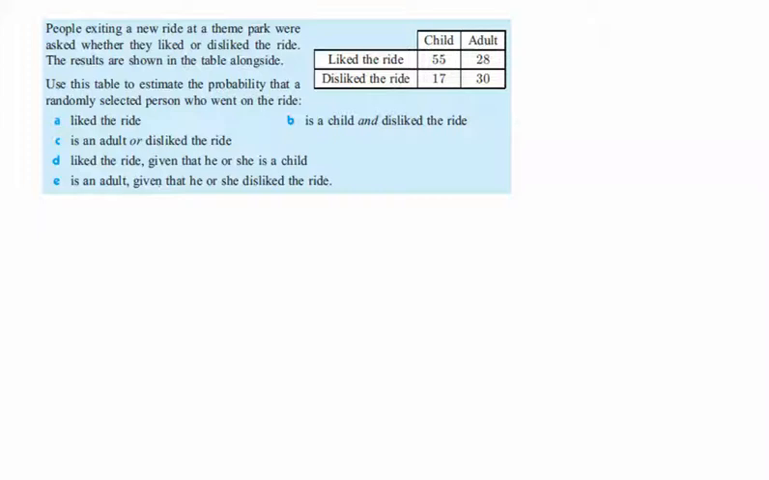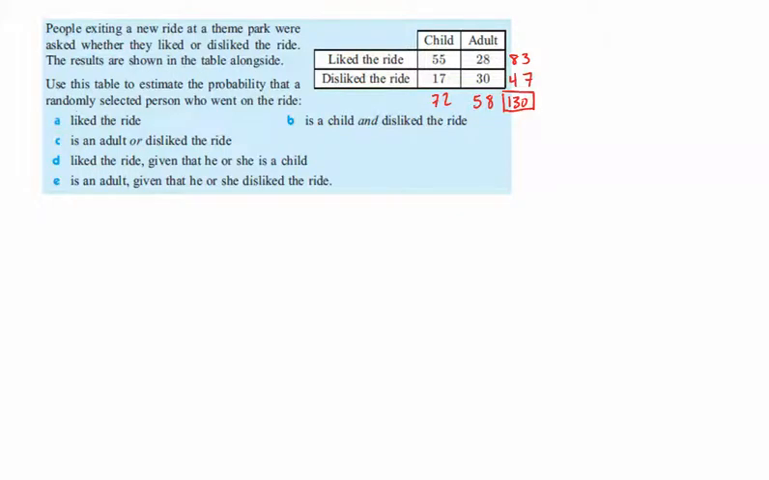Now, the first thing that I would do if I were looking at this problem is I would go ahead and sum up the total children, so 55 plus 17, which would be 72, and then I would sum up the adults, which is 58, and then I would do the same thing for the liked the ride, which would be 83, and then I would do the same thing here, which would be 47. So now I have numbers that give me the sum of each row and column, and actually if you add those together, 83 plus 47 is 130, and if you do 72 plus 58, that should also give you 130. And so this is the total number of people surveyed. Those numbers will be helpful as we go through this problem.